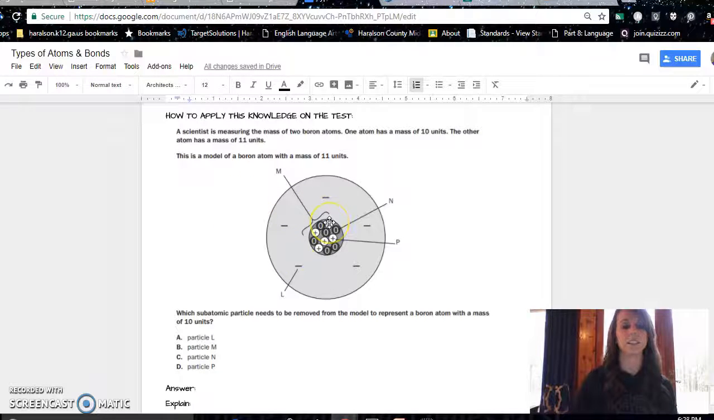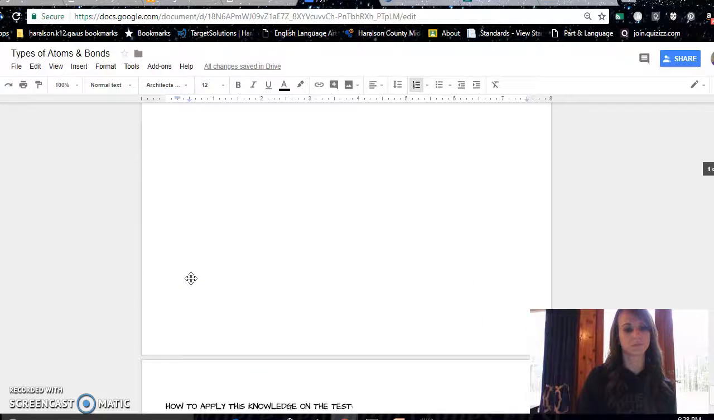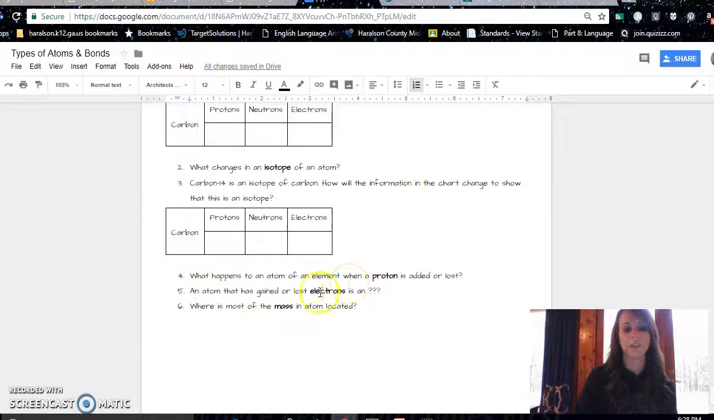So this first one asks you, a scientist is measuring the mass of 2 boron atoms. One atom has a mass of 10 units. The other atom has a mass of 11 units. Which subatomic particle needs to be removed from the model so that you can keep a boron atom but change the mass? So you have to know back from the other questions, okay, what happens if I gain or lose a proton? Do electrons weigh anything? And then what other subatomic particle weighs something that I can change?